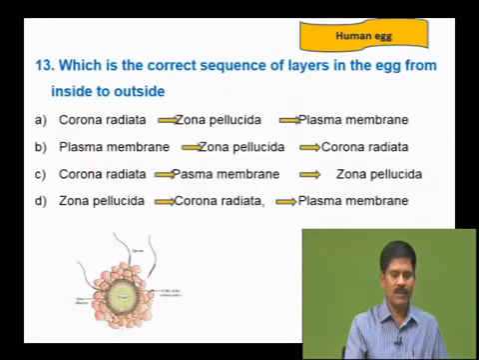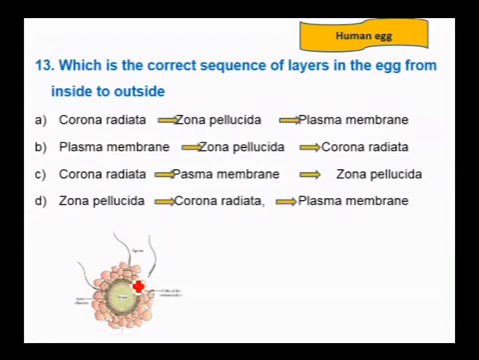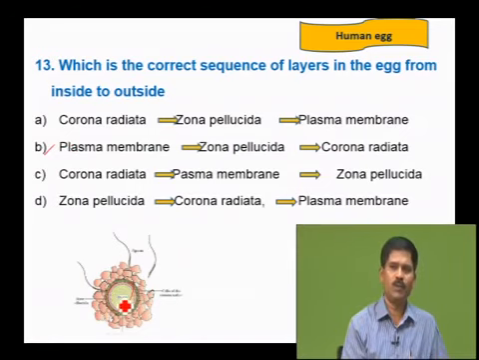Which is the correct sequence of layers in the egg from inside to outside? I was telling you, this is the human egg, which is surrounded by the plasma membrane. The plasma membrane must be in this option, because since inside to outside is asked, the plasma membrane is in these options. Next, the plasma membrane is surrounded by zona pellucida, a cellular or non-cellular layer.